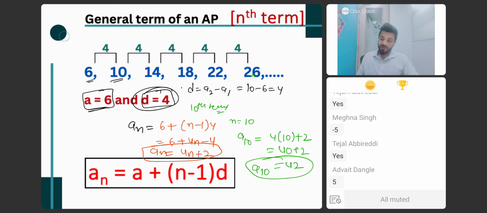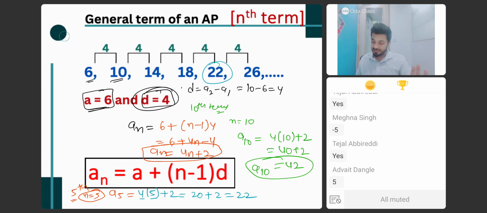So 1, 2, 3, 4, 5, 6. Six terms are already written. So let's suppose we want to check कि भाई ये जो जनरल टर्म हमने निकाली है ये सही भी है या नहीं. So fifth term is 22, already given. Let's find out the fifth term. That means we have to replace n by 5. So when we replace n by 5, what we get? 4 times 5 plus 2. That means 4 into 5 is 20, 20 plus 2, that means 22. So yes, fifth term is 22. So ये जो जनरल टर्म हमने निकाली है, that is absolutely correct.